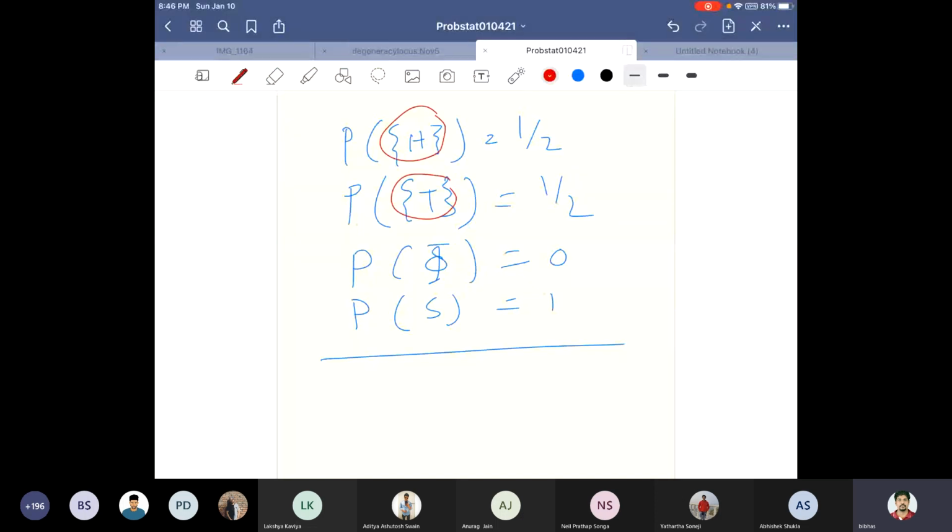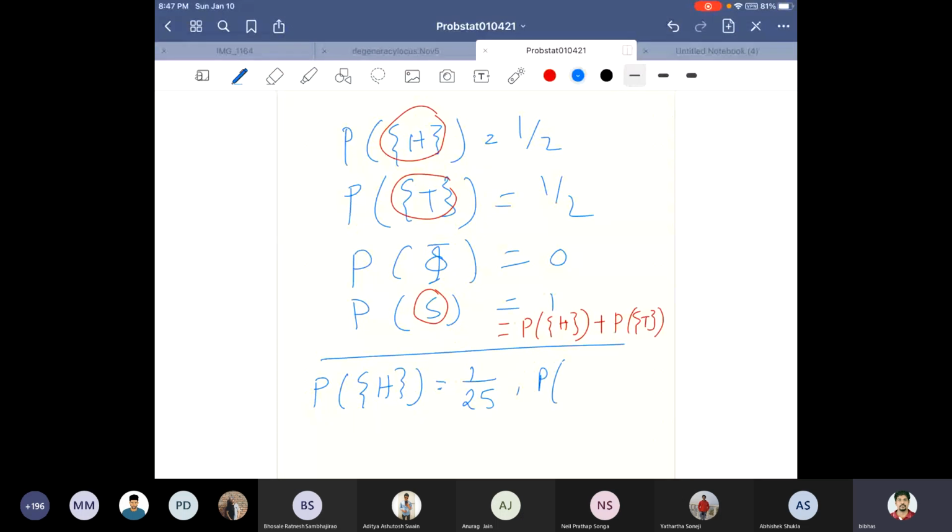Then if you take the union, which means S itself, it is the same thing as saying probability of H plus probability of T. So this is an example of a probability measure. But you can define it in a different way also. For example, let me define it this way. Whatever you want, let's say I define it to be 1 by 25. Let me define it this way.